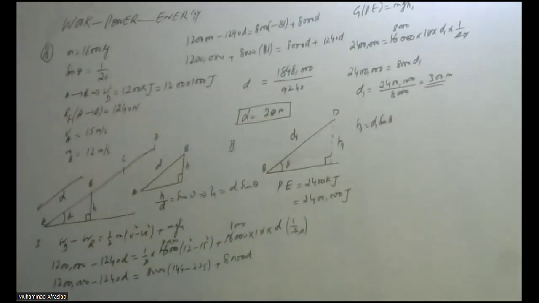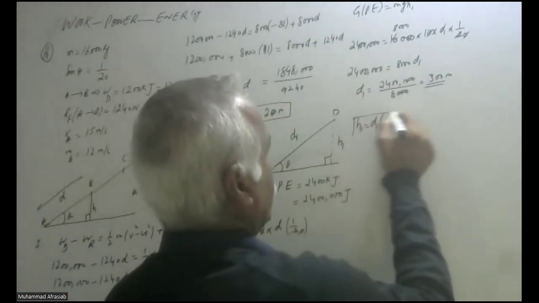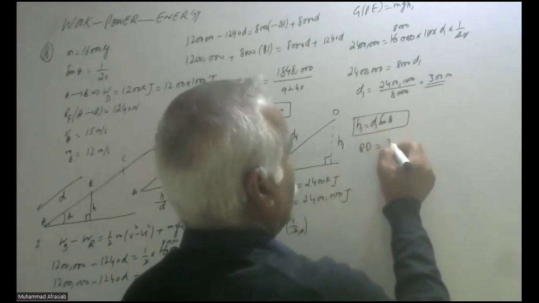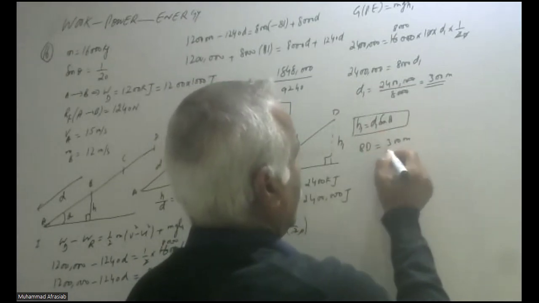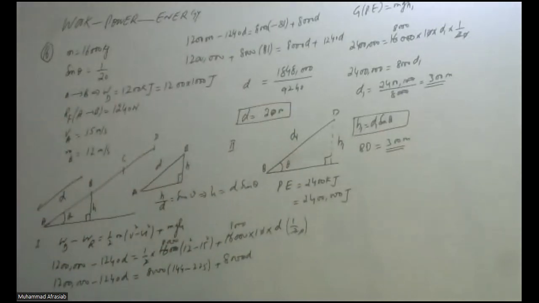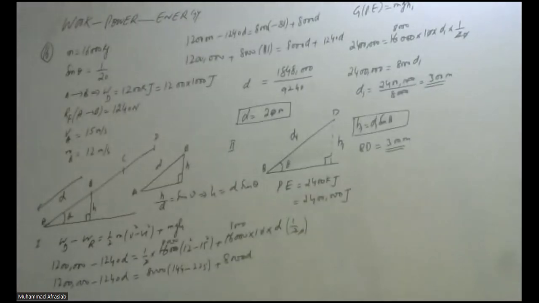We have calculated that the distance from B to D is basically equal to 300 meters. So this is the second part of this question. Now the third part.